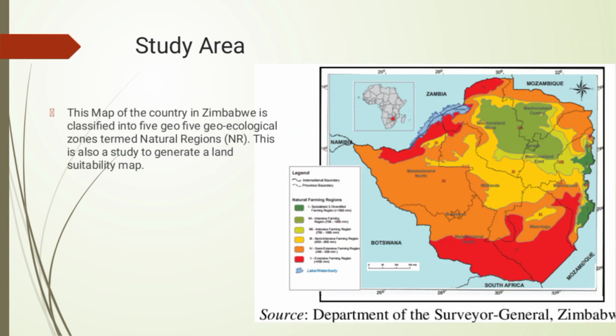This is the study area. This map of the country Zimbabwe is classified into 5 agroecological zones termed natural regions. This is also a study to generate a land suitability map.